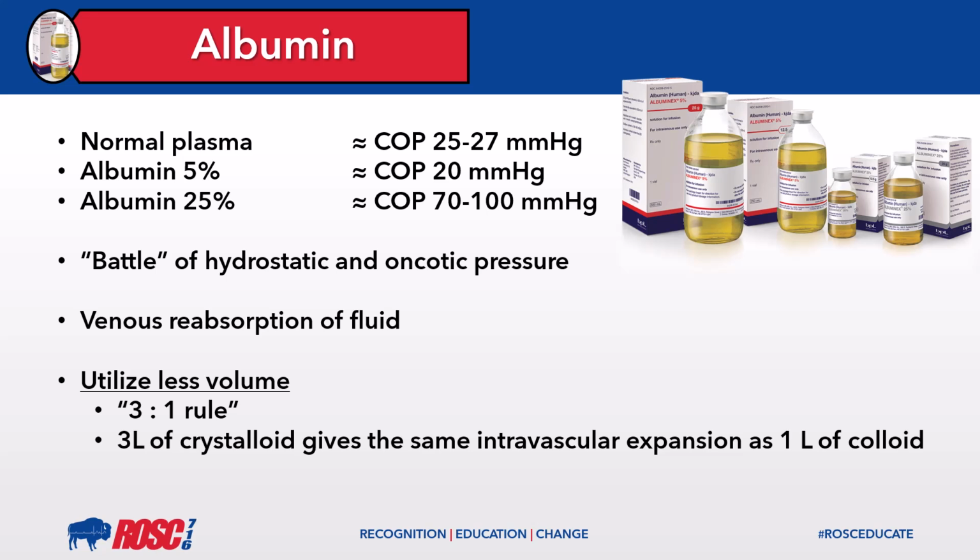The thought is that albumin not only stays in the vascular space better, but it causes venous reabsorption of the fluid. This reabsorption pulls the fluid from the interstitial space back into intravascular space, and this is due to the oncotic gradient. Between the thought of the increased intravascular space retention and the venous reabsorption, the 3-to-1 rule was created. This rule stated that 1 liter of iso-oncotic albumin is equal to 3 liters of crystalloid when it comes to resuscitation. So overall, we were trained to like albumin for its presumed volume-sparing effect. We'll discuss the accuracies of such teaching shortly, but first, let's see if albumin is safe.